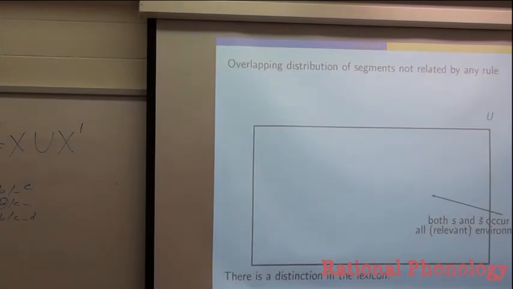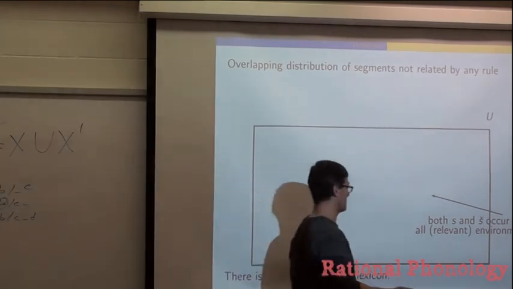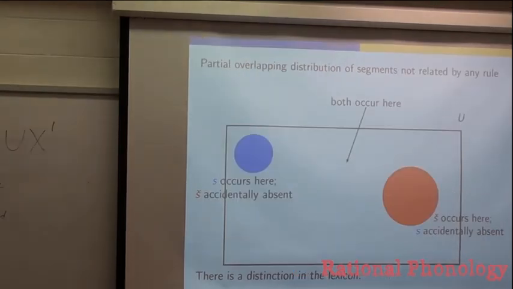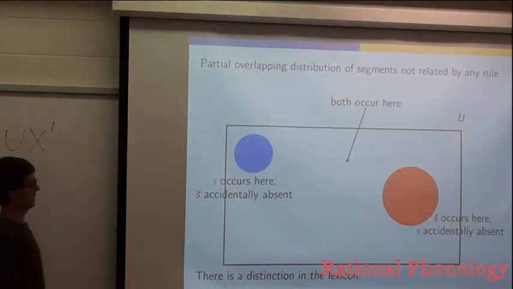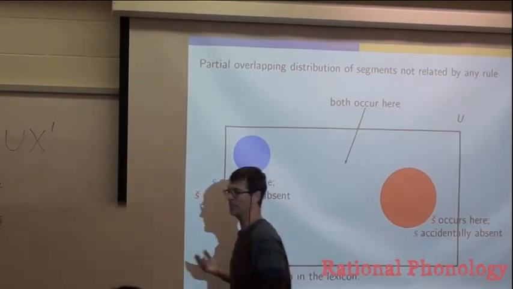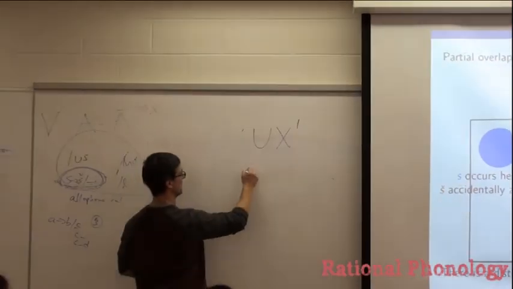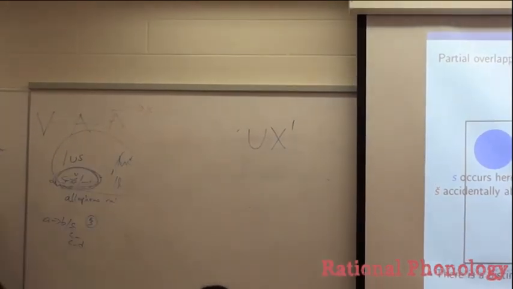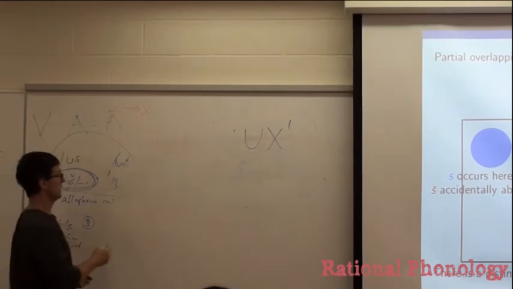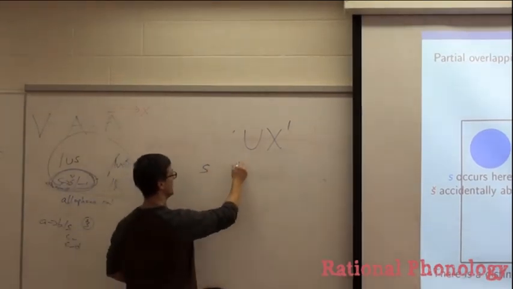So this is a really nice diagram. Here's our universal set. And this is just where there's no relationship between the two. But again, more realistically, there's some accidental gaps for S, there's some accidental gaps for sh. So English has, what's the status of S and sh in English? Are they allophones or separate phonemes, to use traditional terminology? What are they? Are there any minimal pairs?